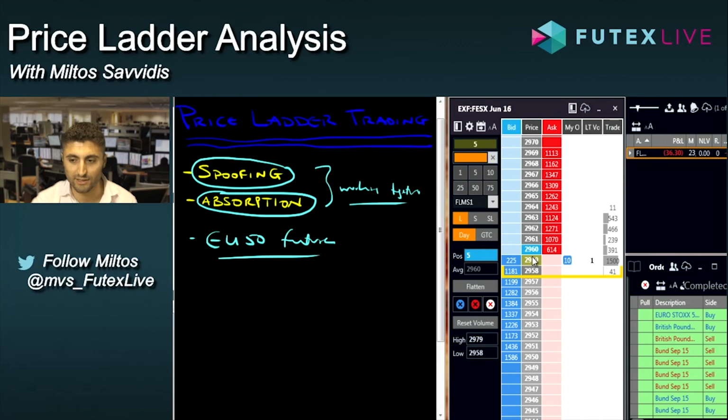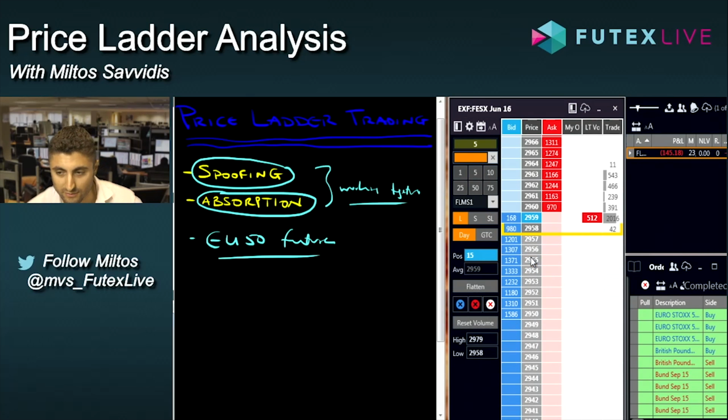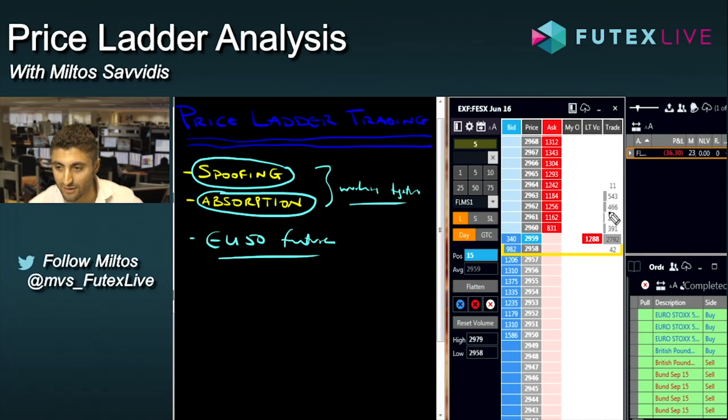Let's see how this reacts here. Now we're bid 59s. We've just taken the rest of those 10 lots. 600 lots traded into 59s, another 1,000. So we have 1,200 lots trading in at 59s, and that is what we call absorption.